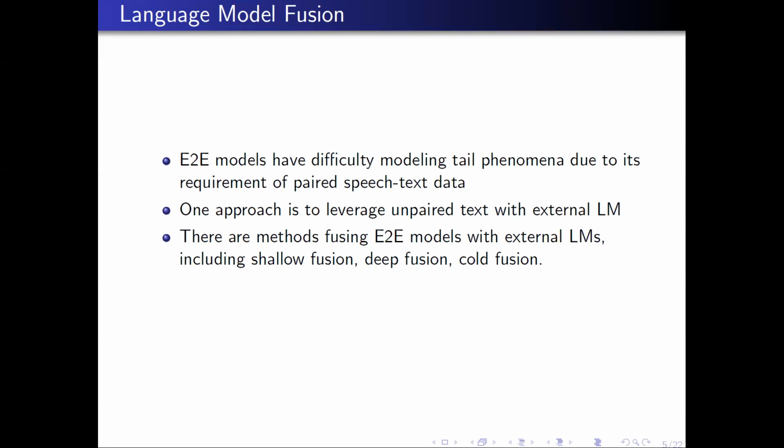End-to-end models have difficulty modeling tail phenomena due to their requirement of paired speech and text data. One approach is to leverage unpaired text with an external language model.